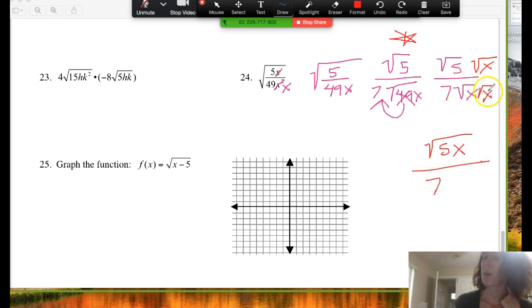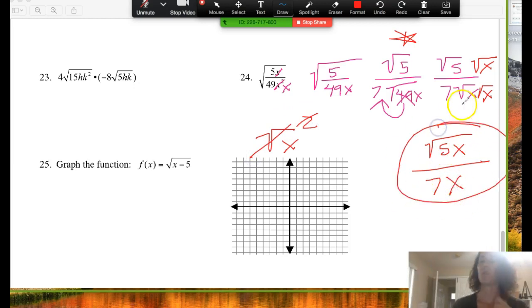Square root of x times square root of x is square root of x squared. And the square and the square root cancel, and you're left with x. And that will be your solution. So don't forget to rationalize your denominator.